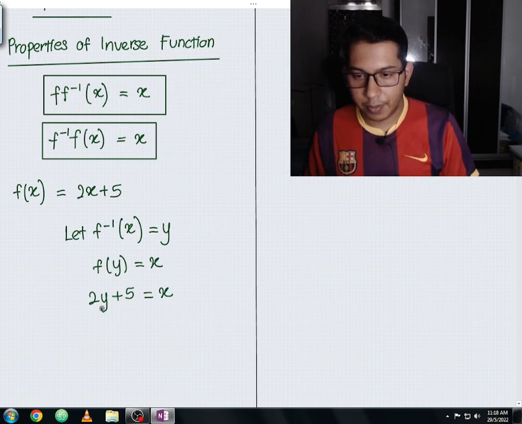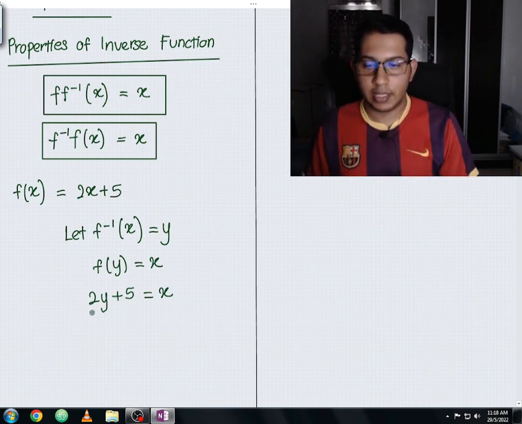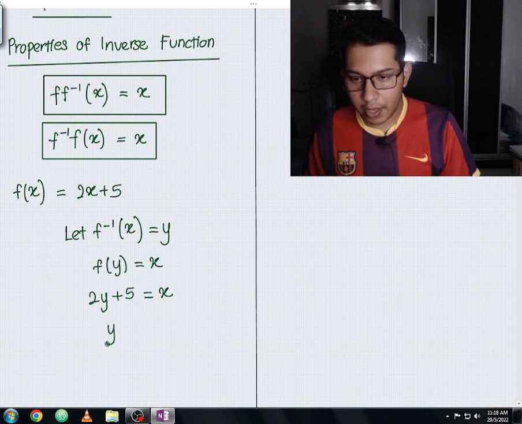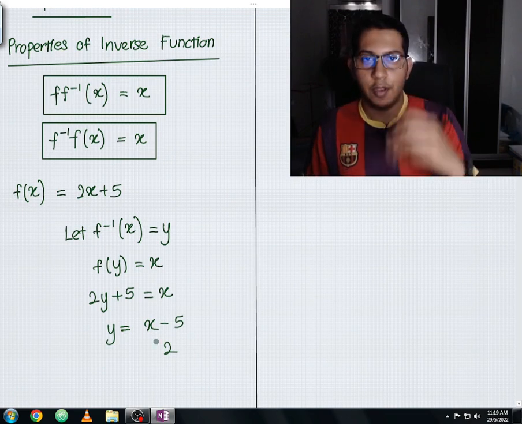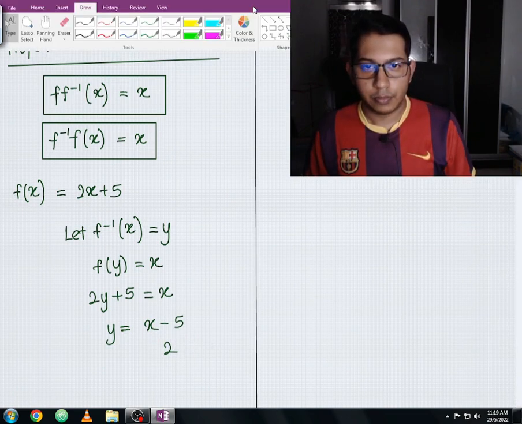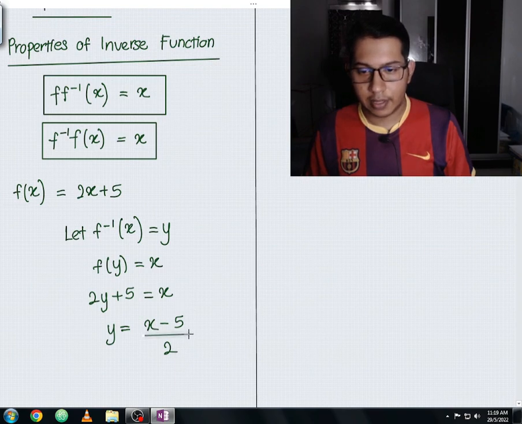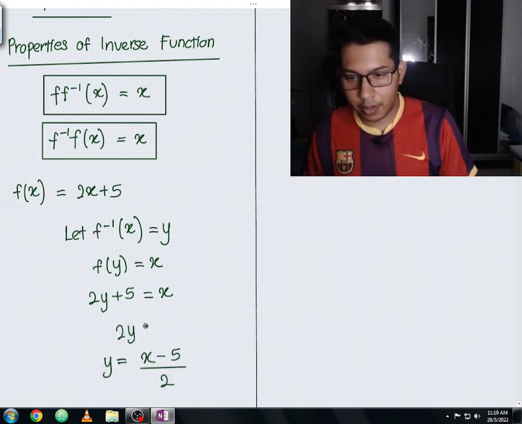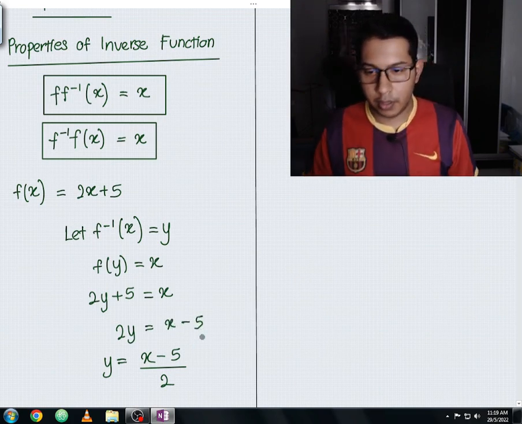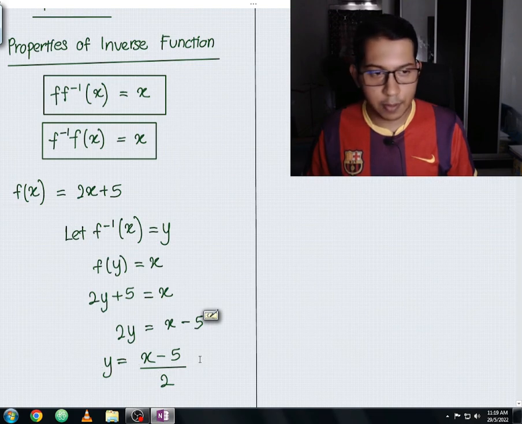Okay, so from here we need to form equation of y in terms of x, guys. So y is equals to x minus 5, and then you divide with 2. If this step you can't do straight away, it is okay for you to do step by step, guys. You can add an extra step over here. For example, 2y is equals to x minus 5. So from here you get your y is equals to x minus 5 divided with 2.